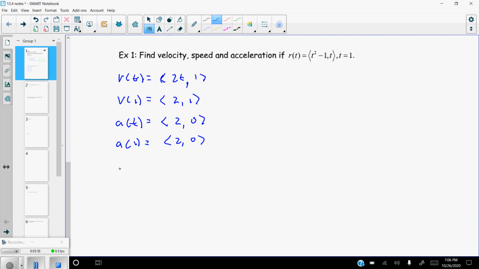And then the speed. Speed is the magnitude of the velocity. So magnitude, remember, is each component squared. So that's 2t quantity squared, so that's 4t squared, plus 1 squared, which is 1. And then we want the speed at time t equals 1. So plugging 1 in there, you're going to get 4 plus 1 underneath, so you're going to get root 5 for your speed. And then obviously you'd have units to go with that.